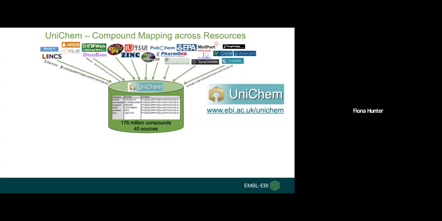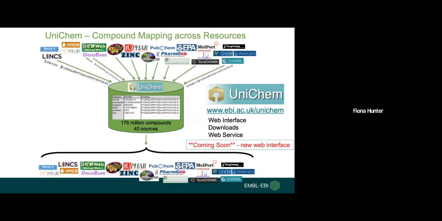I should say that the InChIKey is a representation of the chemical structure, and this is what's used to do the mapping. So it allows you to take one resource to start with and map to 40 other resources as your output. This is accessible again via web interface and via download, but also, what's very exciting, a lot of work's been going on behind the scenes, and we have a new website coming soon, so please keep your eyes peeled for that.